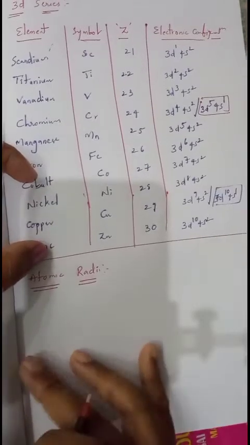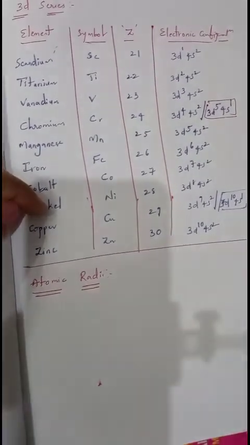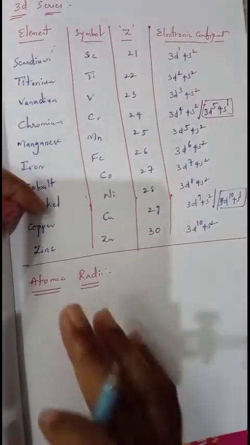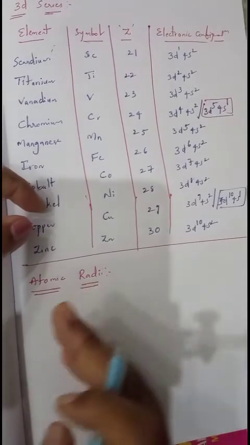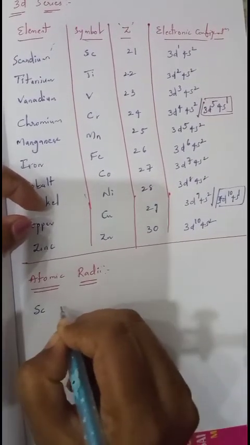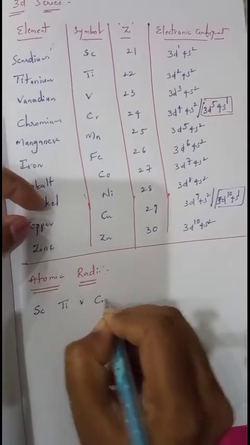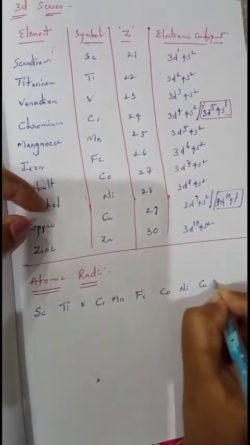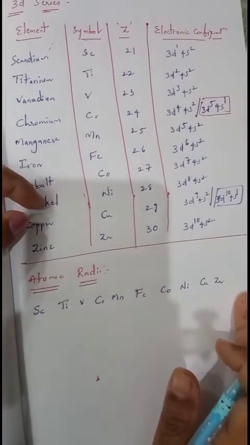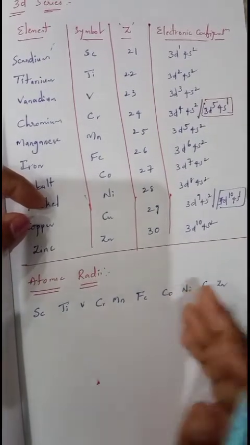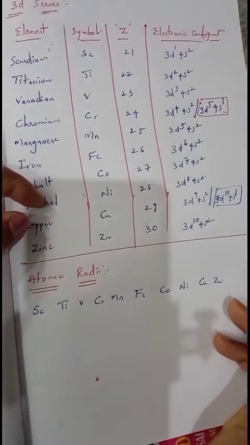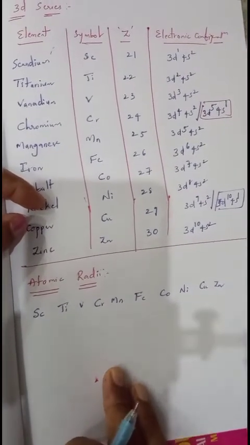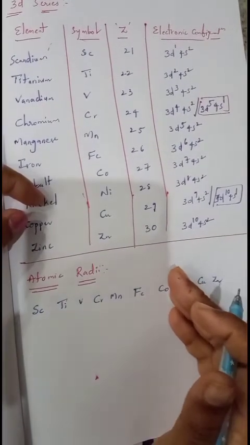Now we'll discuss the first general property of these group elements, that is atomic radii. For atomic radii, there is no regular increase or decrease. We are studying period-wise, from scandium to zinc: titanium, vanadium, chromium, manganese, iron, cobalt, nickel, copper, zinc. Going from left to right, the number of electrons increases, but they are not entering a new energy level. They are entering the same penultimate shell, so there is not much increase or decrease in atomic size.